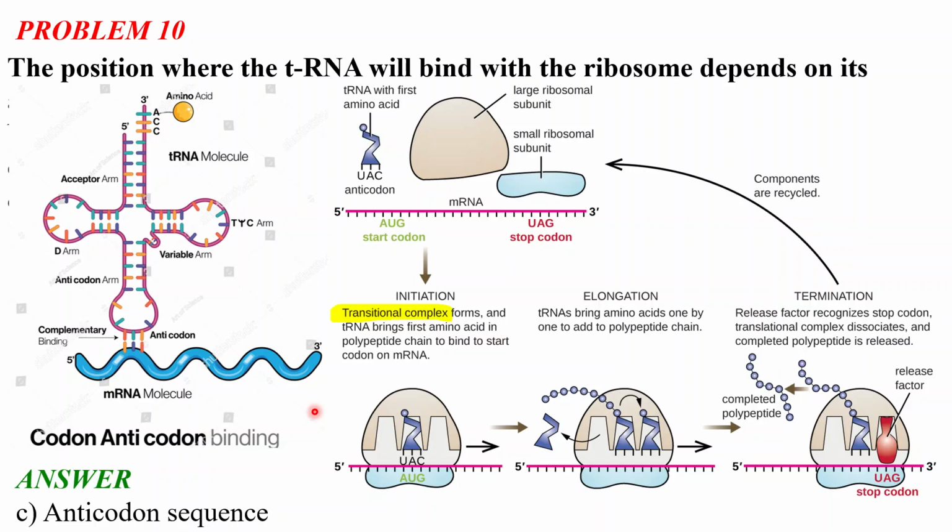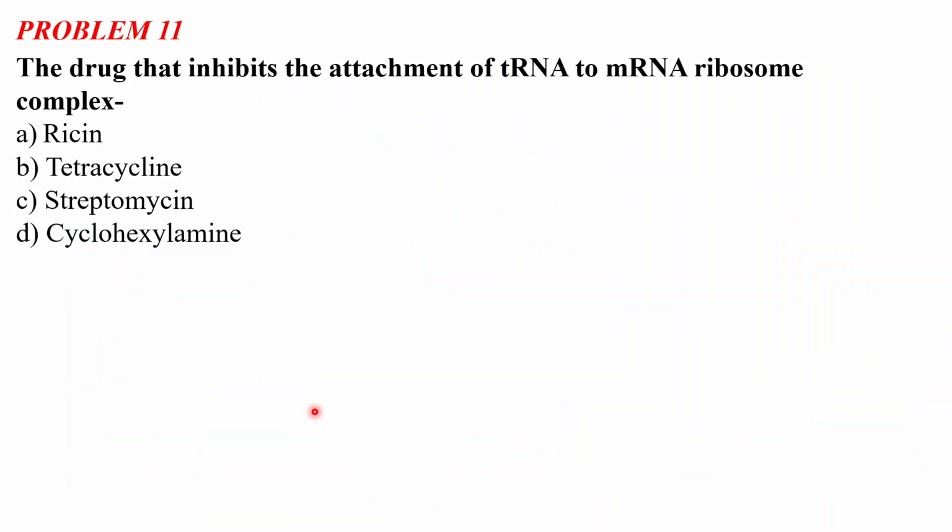Now I will go to the next problem. Problem number 11 says: the drug that inhibits the attachment of tRNA to the mRNA ribosome complex will be A, ricin, B, tetracycline, C, streptomycin, and D, cyclohexylamine. Let me know which of A, B, C or D will be the correct answer for problem number 11.